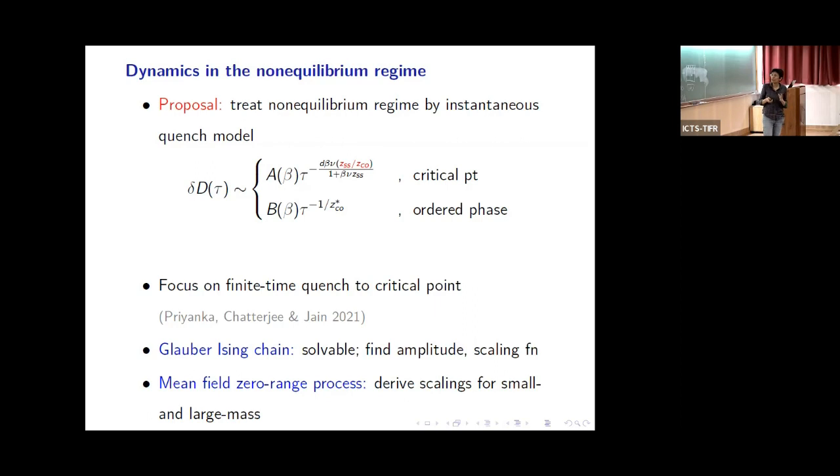So for today, I will focus on finite time quenches to the critical point, and I'll consider two models. One is the Glauber-Ising chain, which turns out is solvable, and we can answer questions about the scaling function. For the Glauber-Ising chain, these two exponents are equal, and therefore we don't expect new scaling, but prefactors can be analyzed. We can obtain expressions for that. The second model I'll consider is the mean field zero range process. In that case, we could not get a scaling function completely. However, we find that the small masses and large masses have a different scaling. So let me just explain these points one by one.